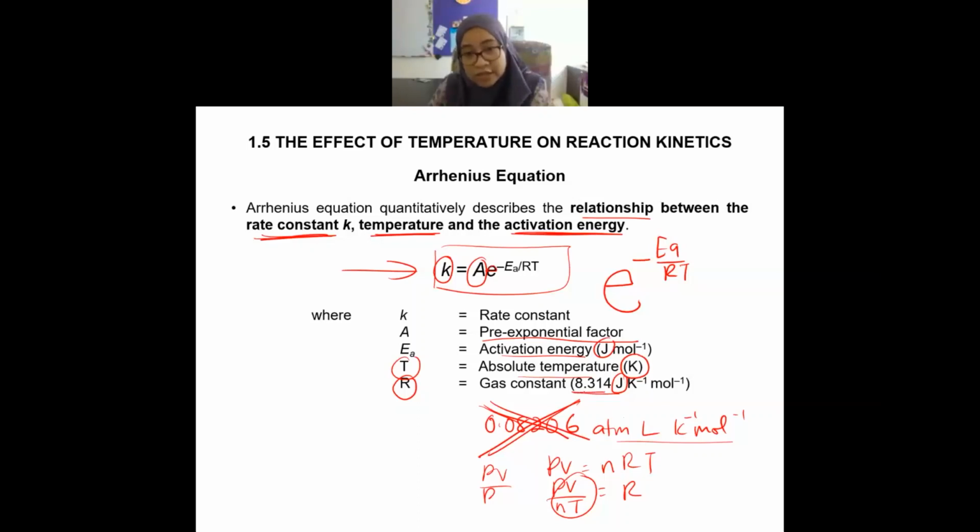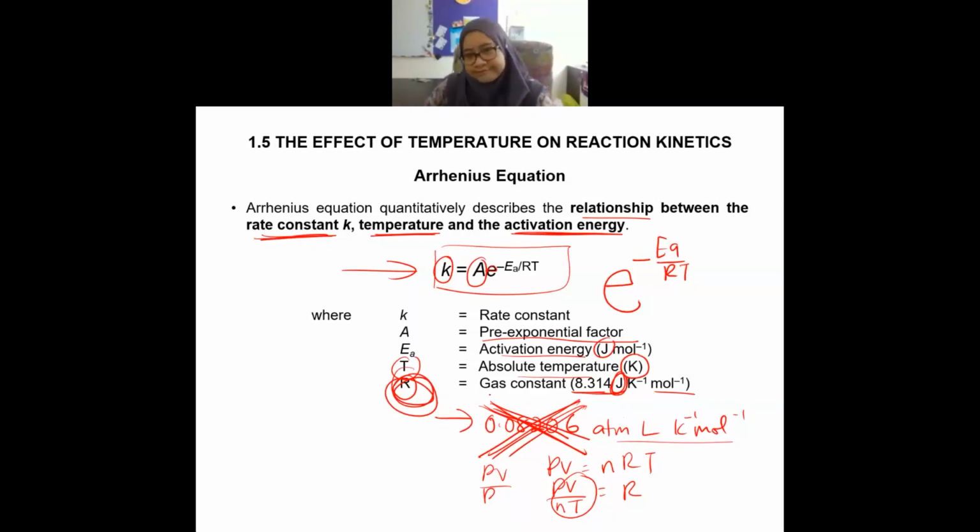You must use this value, 8.31. Okay, because this value is related, dia ada kena-mengena with kinetic energy, because in joule, right? So energy in joule. Okay, that's why we need to use this value, not this one. Okay, guys. So 8.314 J K negative 1 mole negative 1. Oh, we do have mole negative 1 there. We do have mole in the unit of R.